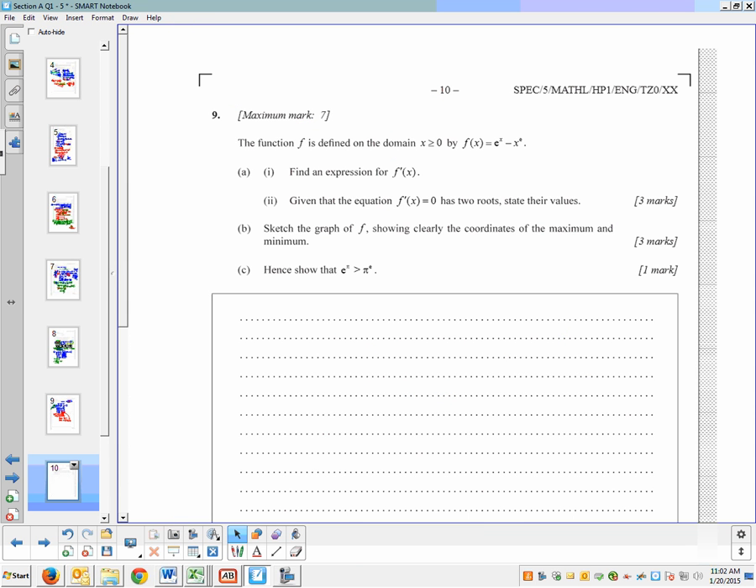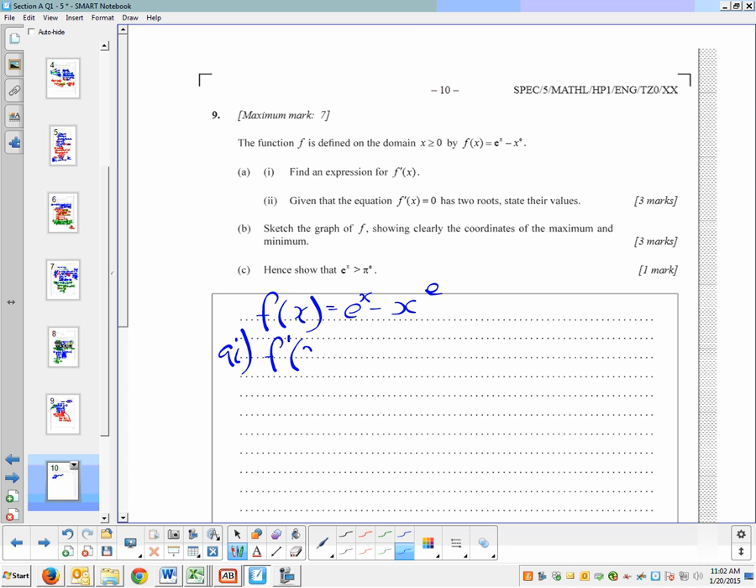Okay, the last one, question 9, section A. Find an expression for f dashed of x. So I've got f of x is equal to e to the x minus x to the e. Can't read that very well on there, but that's what it's supposed to say. So part 1, find an expression for f dashed of x.